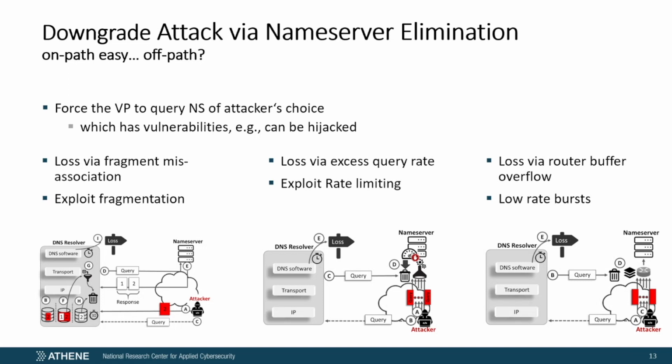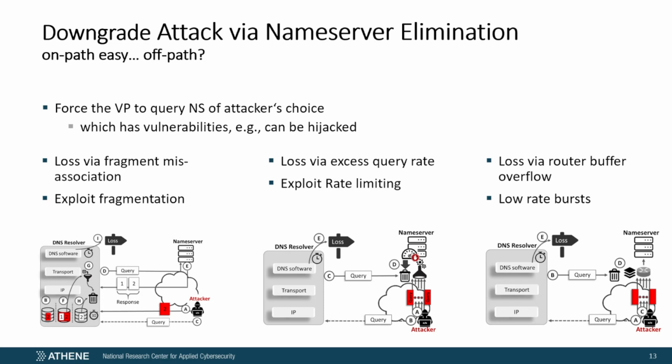We developed 2 other methodologies as well, which do not require so much traffic. One assumes that the name servers fragment the responses. The other requires that the name servers enforce rate limiting on inbound DNS requests. So let's start with the fragmentation. The fragment misassociation technique exploits fragmentation. It is illustrated on the left side.